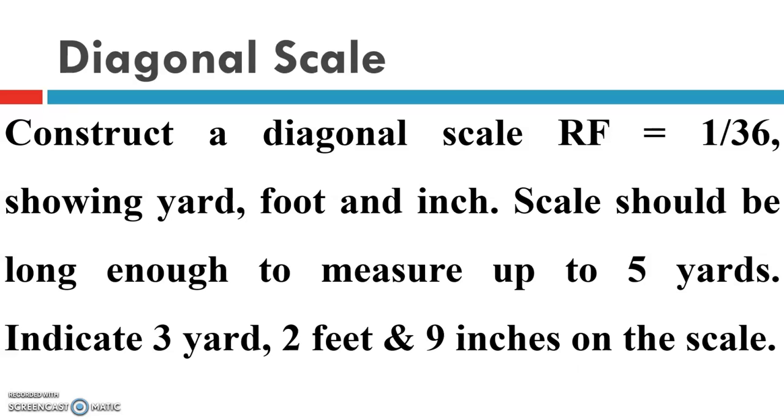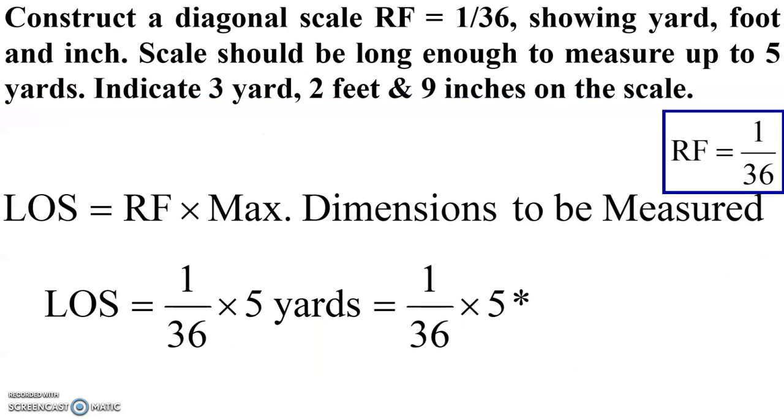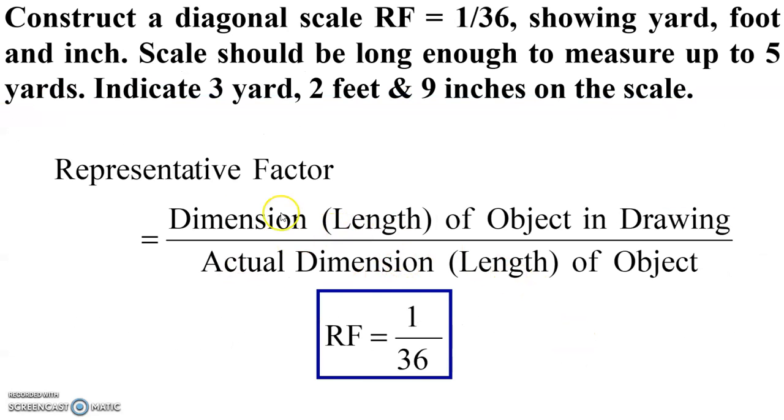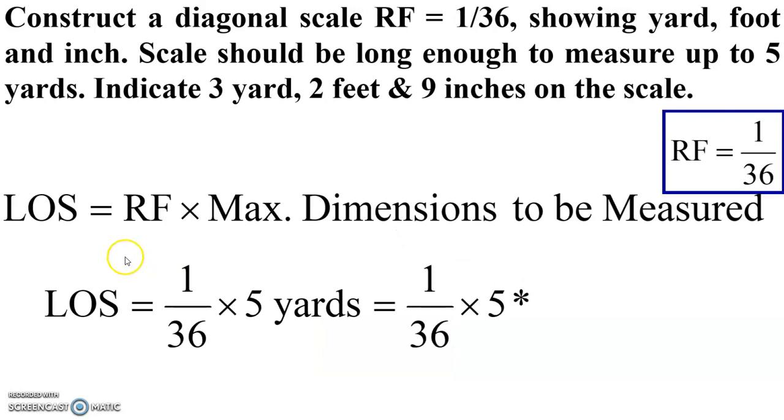Now let us start. First step is RF, which they have already given us. RF is the representative factor, and they have already given us the value 1 by 36, so we are not required to calculate it. Next one is the length of scale. The length of scale equation is RF multiplied by maximum dimension to be measured. RF is 1 divided by 36. Maximum dimension to be measured is 5 yards.